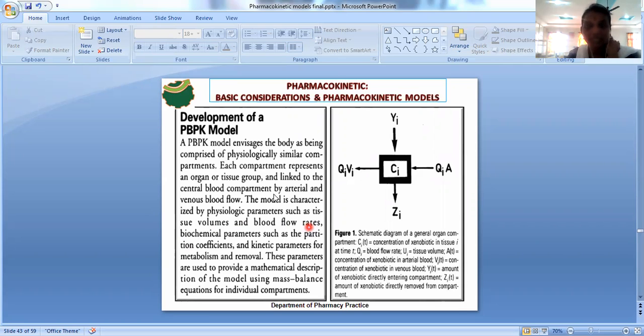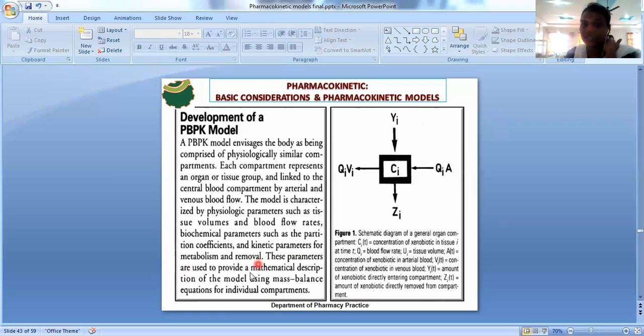While designing this model, the factors you need to consider are, first, the tissue volume as well as the blood flow rates. Apart from these physiological parameters, there are biochemical parameters such as the partition coefficient: whether the drug in the venous blood is capable of partitioning with that particular tissue, whether it is lung, kidney, or heart, whatever it may be. And apart from that, kinetic parameters for metabolism as well as excretion you need to consider.